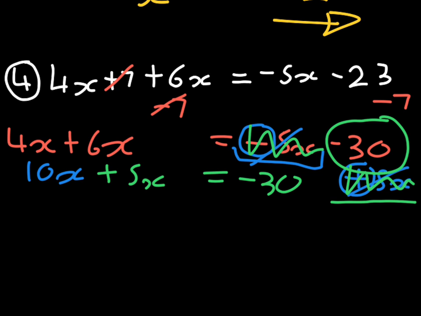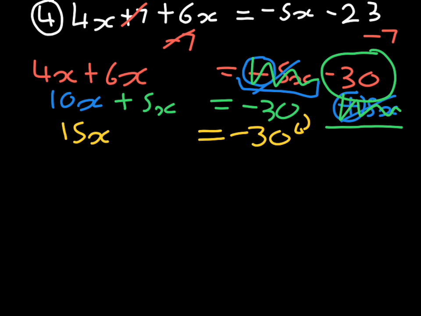So we can then add the 10x and the 5x. This will give us 15x, as 10 plus 5 is 15. Therefore, 10x plus 5x will give us 15x. And this equals negative 30, as we are just carrying that over.